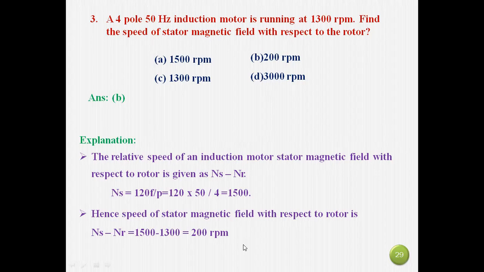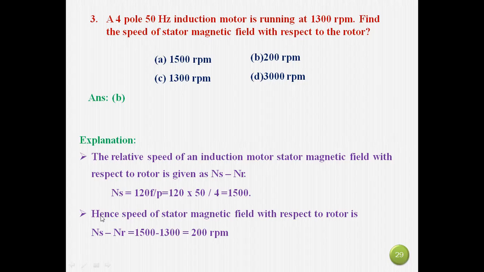So you can calculate here the synchronous speed. How? We have the formula Ns equal to 120 F upon P. If you solve, you can write F as 50 and P as 4 pole, as they have given here. So 120 F upon P, if you solve, you will get 1500.